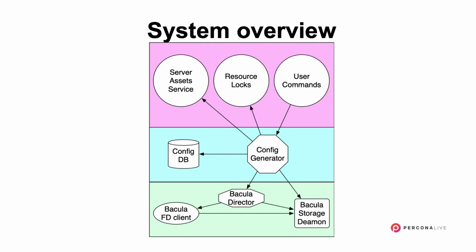And of course, user commands can come in. We can command backups or we can command restores. And the config generator drives Bacula, which is a third-party piece of software. There is an enterprise edition. There is also an open source edition. You can also use Bareos, which is a fork, and so on. And you could also use a different component here, and we'll talk about that too.